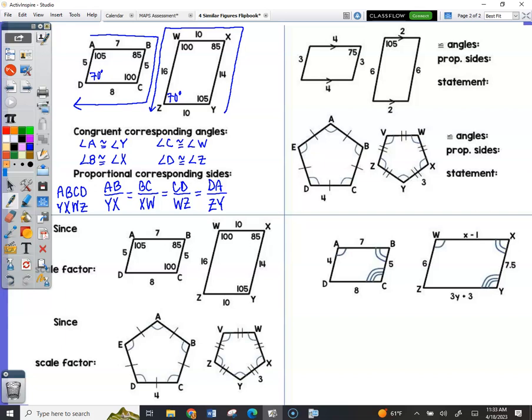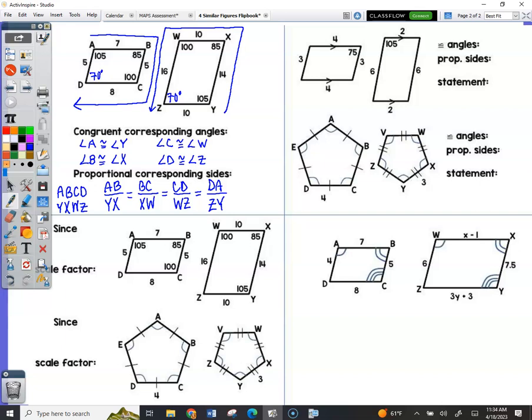Which, by the way, is, let's say, what's the length of AB? 7. And what's the length of YX? 14.